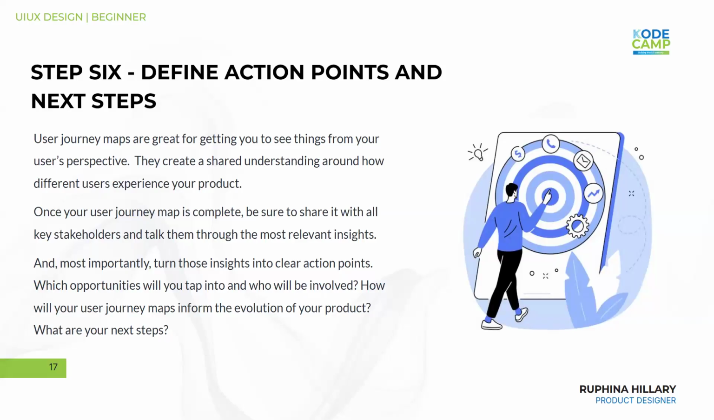The user journey maps are great for getting you to see things from your user's perspective. They create a shared understanding around how different users experience your product. Once your user journey map is complete, be sure to share it with all stakeholders and talk them through the most relevant insights. And most importantly, turn those insights into clear action points. Which opportunities will you tap into and who will be involved? How will your user journey map inform the evolution of your product? And what are your next steps?